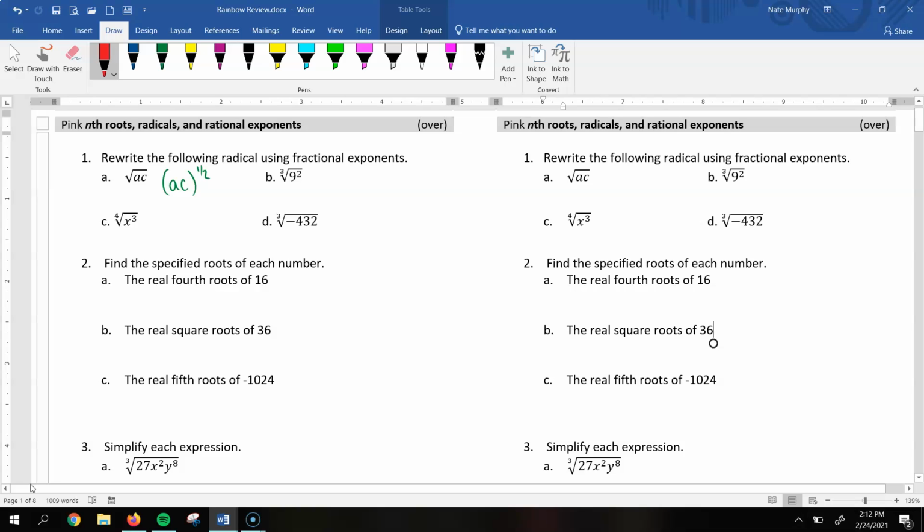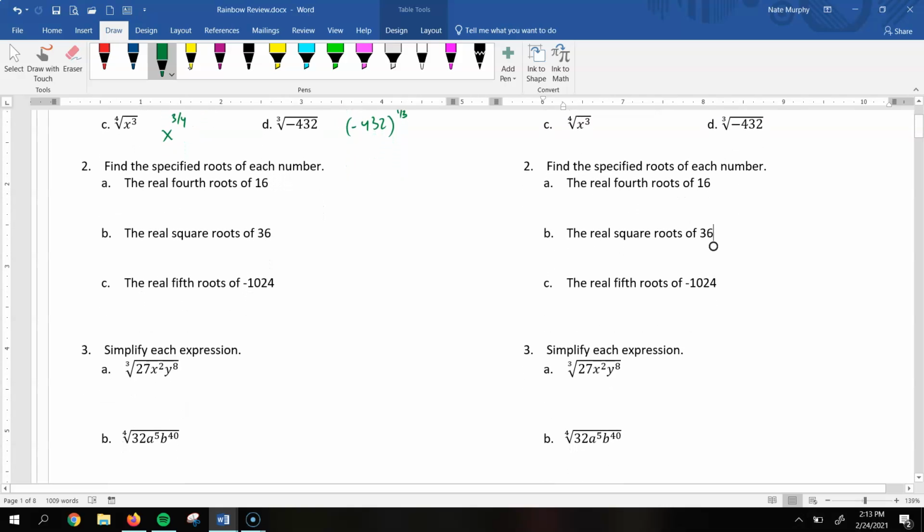Now remember, like for letter B here, when we write an exponent that's going to be a fraction, the numerator is going to represent the power, the denominator represents the root. So this would be the same. So the cube root of 9 squared would be the same as 9 to the 2/3 power. In letter C, we have the 4th root of x cubed. Well, that would be x to the 3/4 power. And lastly, letter D would be negative 432 to the 1/3 power.